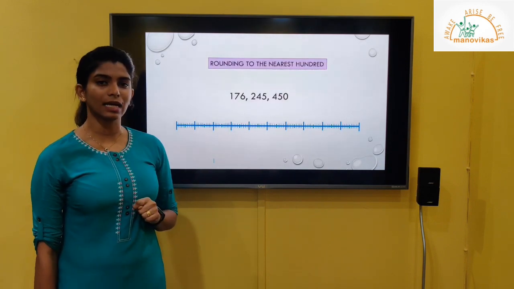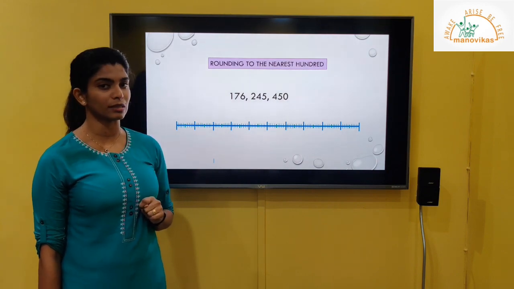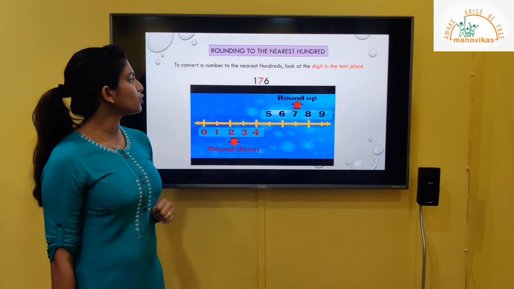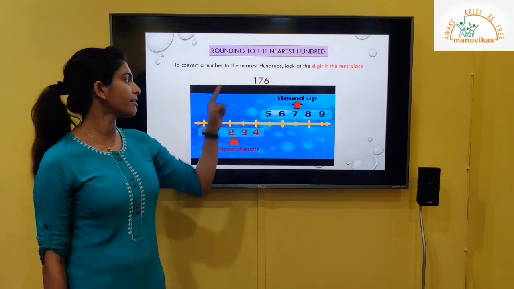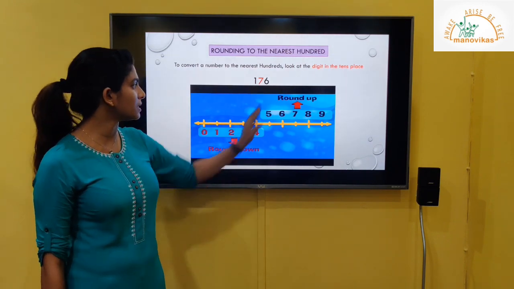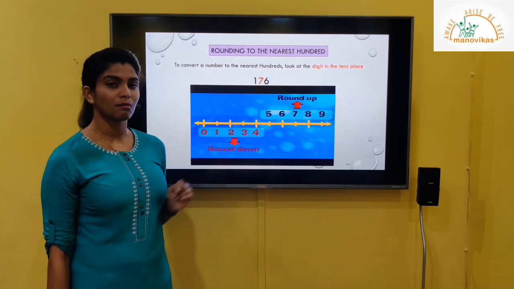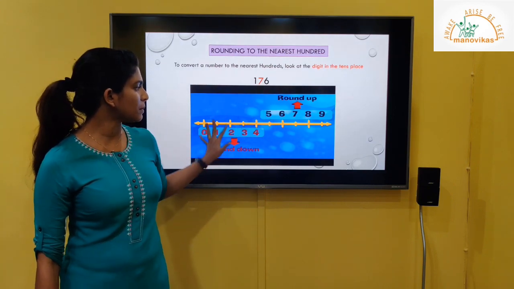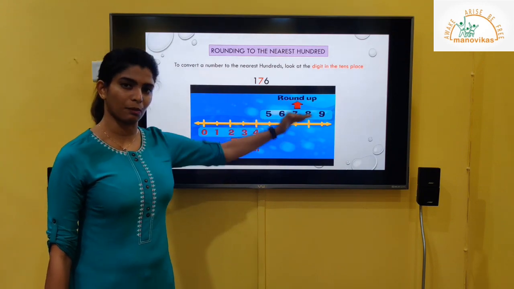Rounding to nearest 100. Now we will learn how to round the number to nearest 100. To convert a number to nearest 100, look at the digit in the tens place. Same way, same method, but here we have to look at the digit in the tens place. Now 7 is marked with red color. Looking at this table, can you tell me where does it lie? Where will it round it to? It will round up.